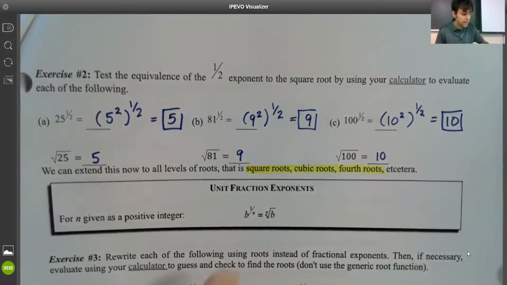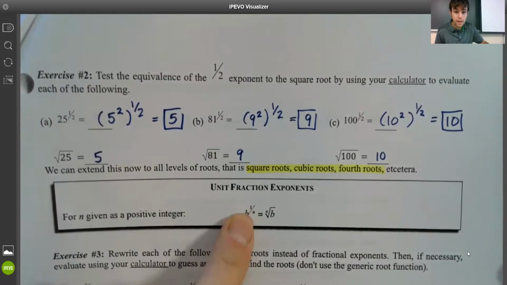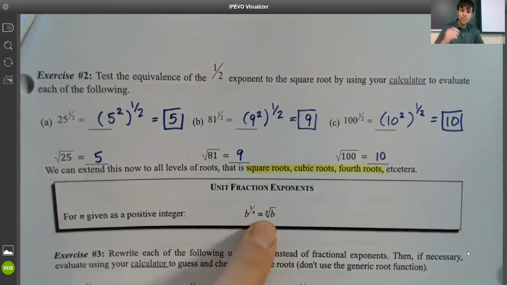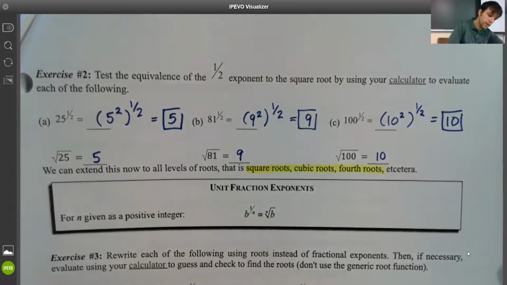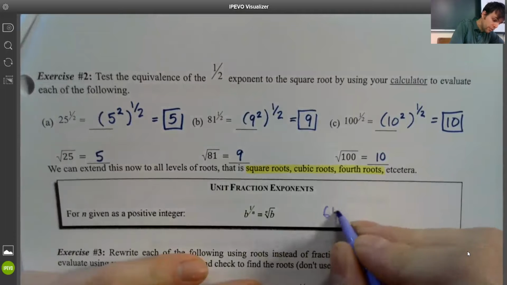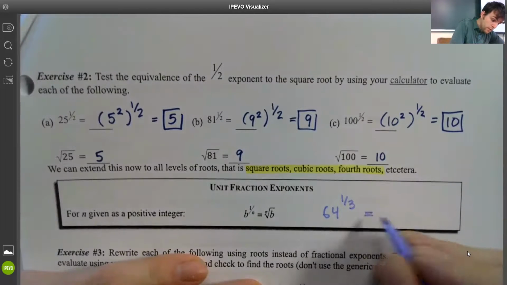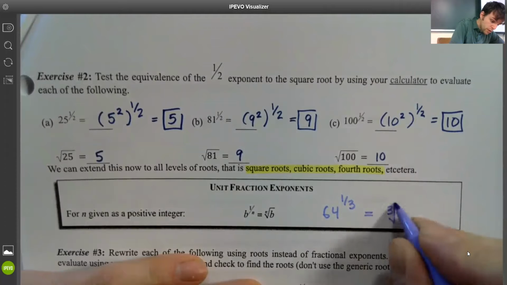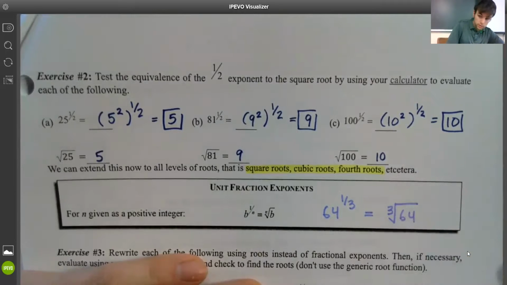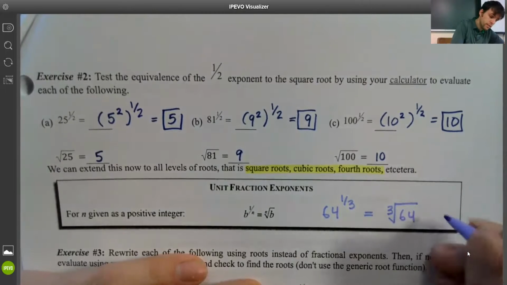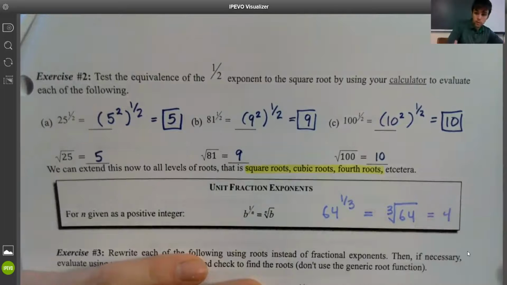So anyway, if we have some number, b to the 1 over n, that's the same thing as taking the nth root. So let's look at that as an example. If we do 64 to the 1/3 power, that's equivalent to doing the third root, or the cube root, of 64. Those things are equivalent. In this case, that actually equals 4.